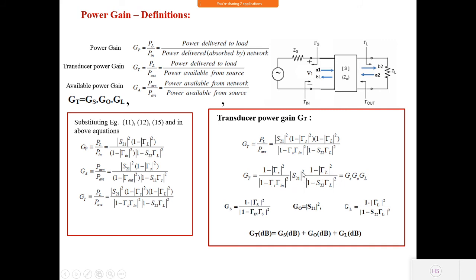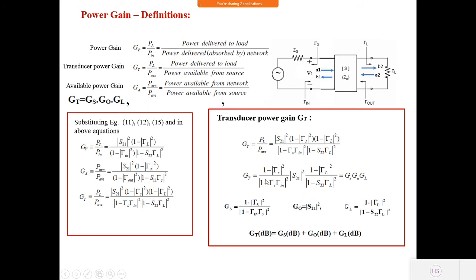This |S21| squared is represented as G0. And this term is denoted by the letter GS. Actually, it is called the input gain. This is the output gain. Do not confuse it, you see, with this power gain.